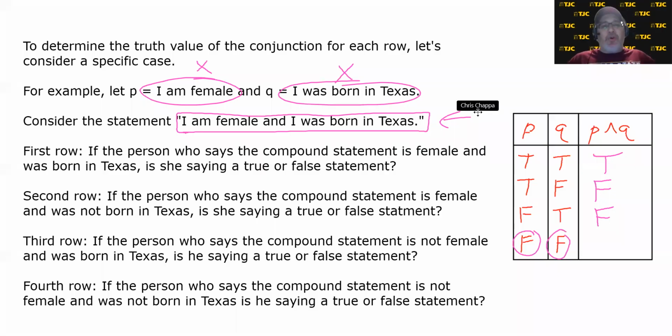Fixed. If the person who says the compound statement is not female and was not born in Texas, is he saying a true or false statement? Picture somebody who is not female and who is not born in Texas. Let's say Bill Clinton. If Bill Clinton says the sentence, I am female and I was born in Texas, is he telling the truth? The answer is no. What he's saying is false. And just like that, we have the truth table for conjunction.